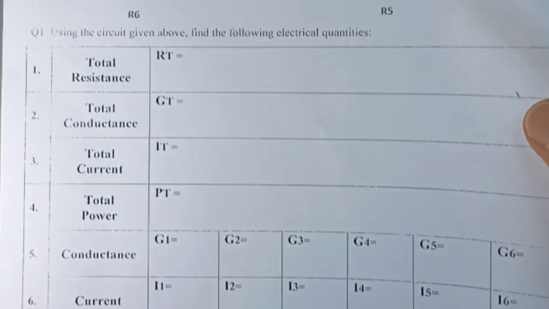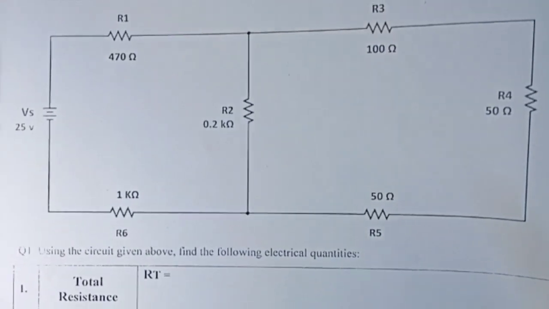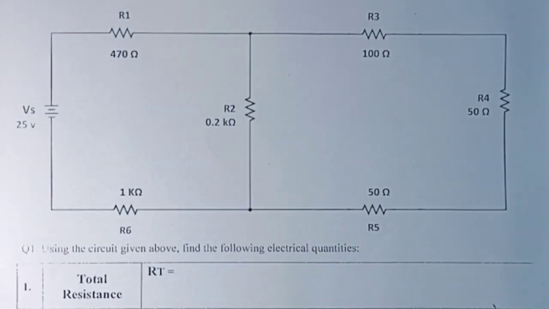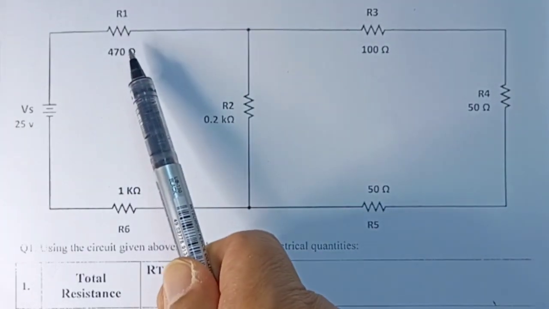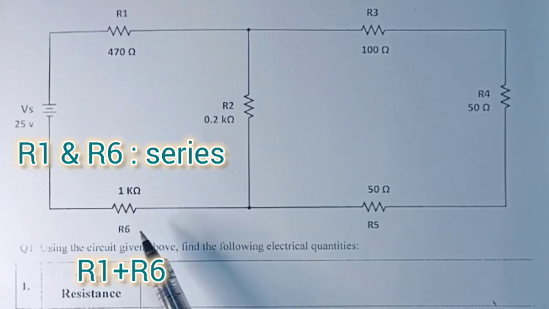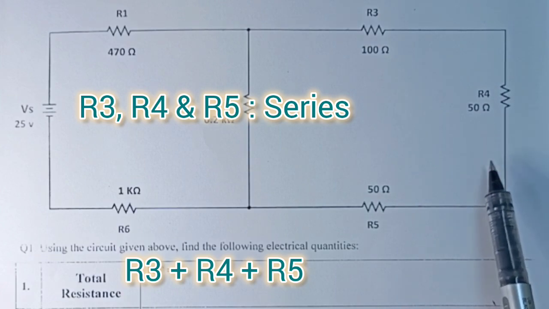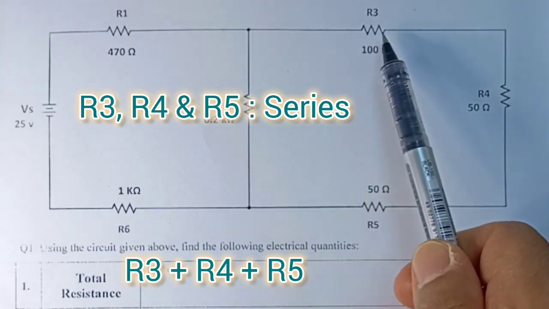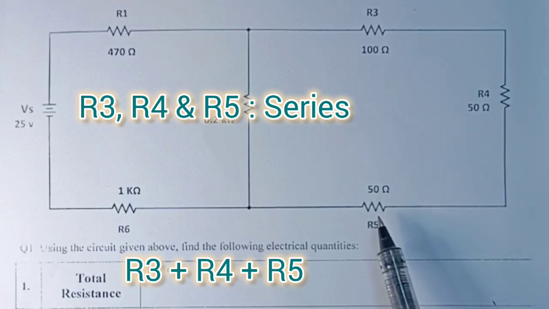So to solve this problem, we have to first analyze the given values of the resistors and how they are connected. As shown here, we can see that R1 is connected in series to R6. Therefore, we can add R1 plus R6. It's also clear that R3, R4, and R5 are all connected in series. Therefore, we can add R3 plus R4 plus R5.